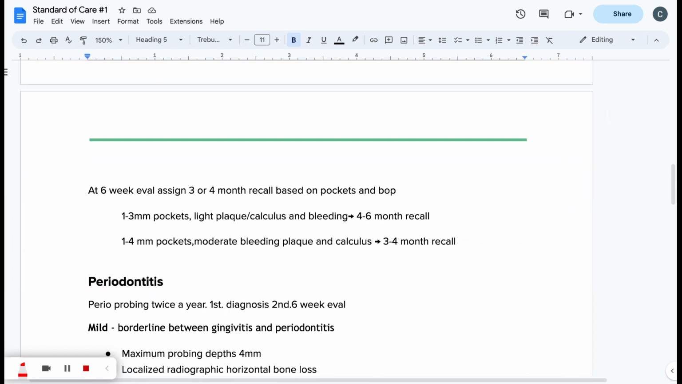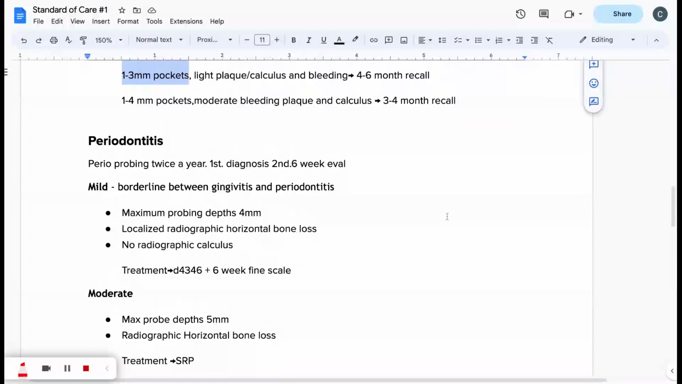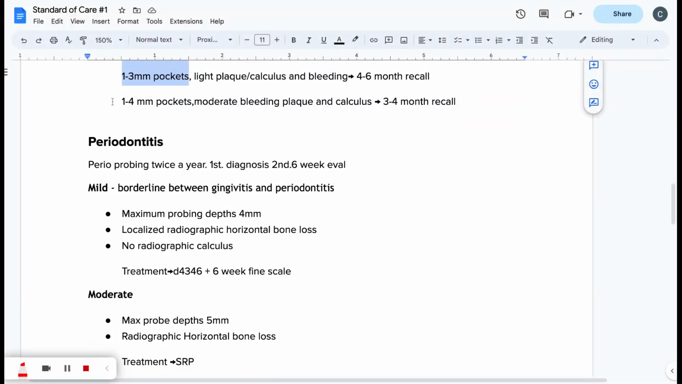Okay, this patient's at the 6-week eval. We will make the distinction between patients that will need a 4 to 6 month recall and patients that will come back every 3 to 4 months. And for this, we will use the pocket depths and bleeding points. If the patient has 1 to 3 millimeter pockets, light bleeding, calculus, and plaque, they are going to come in 4 to 6 months.